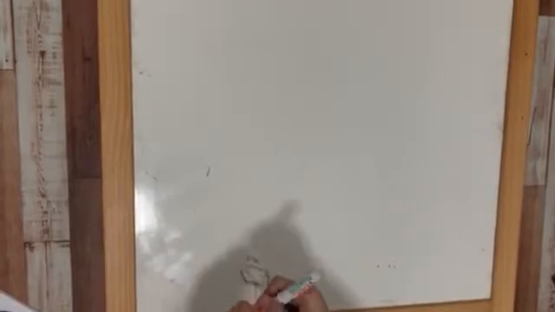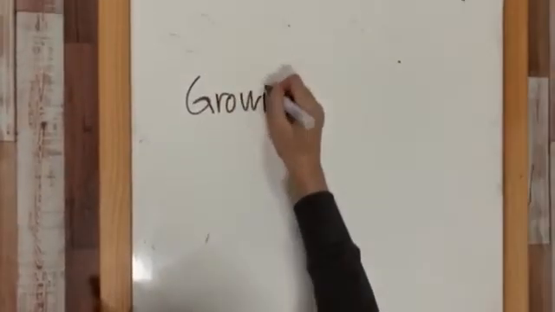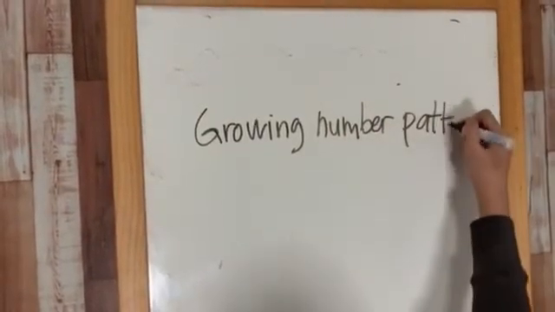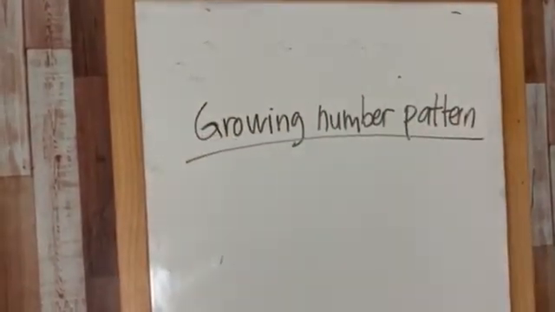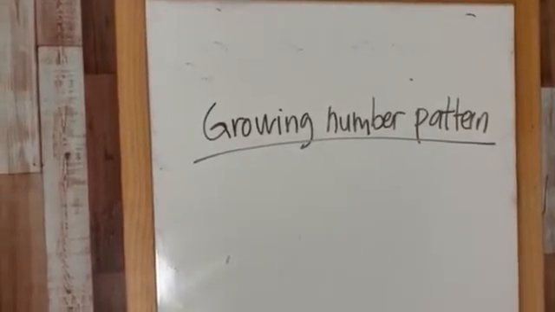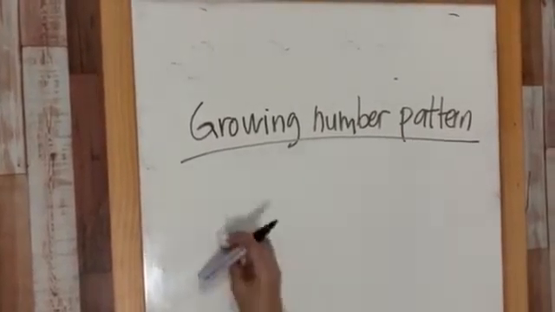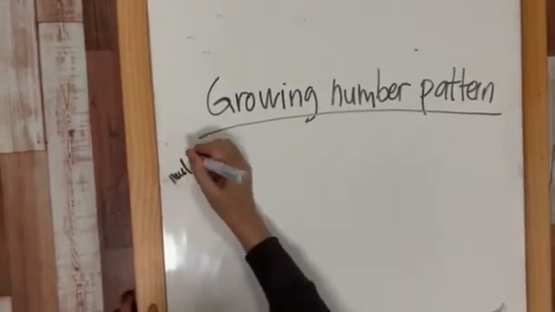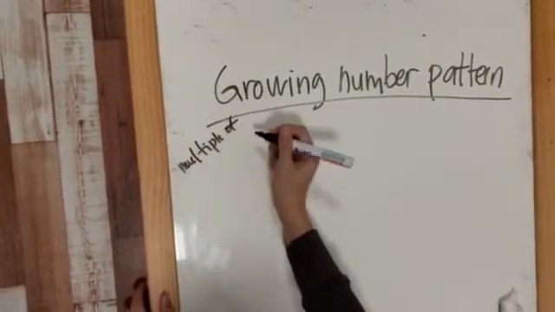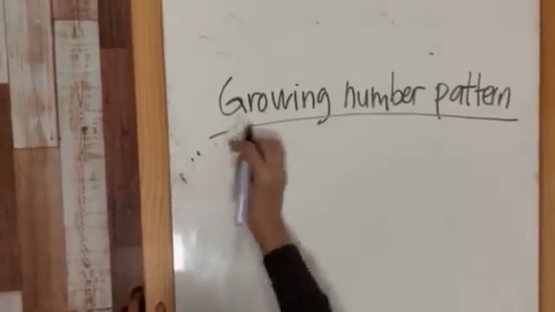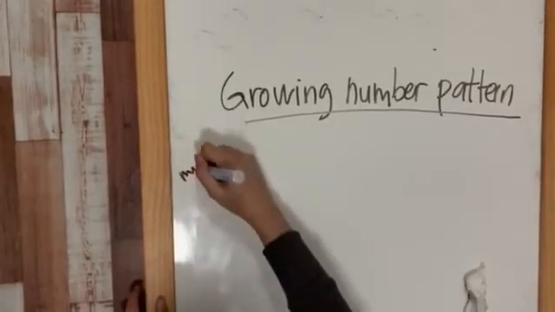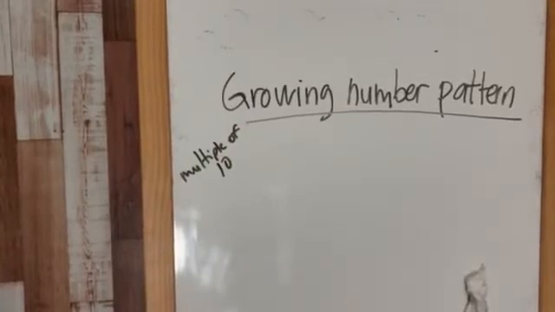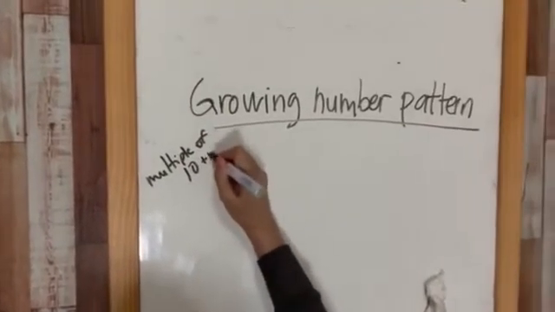Now we go to growing number pattern. It is the same thing, but the number is growing, meaning getting bigger and bigger. First, like I told you before, for example, multiples of 10. What is the multiplication of 10? It means 10 will be added by 10.